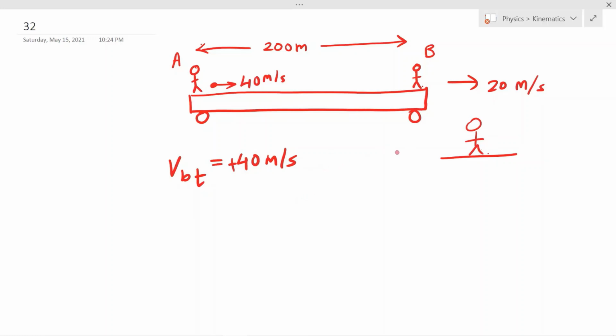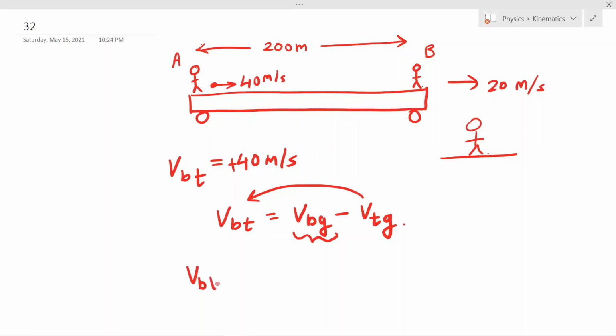This observer is not moving, this is a stationary observer. Now let's calculate. We know the velocity of an object B with respect to T is equal to the velocity of B with respect to ground minus the velocity of T with respect to ground. Now we have to know the velocity of the ball with respect to ground. So let's take this over here. This becomes VBT plus VTG, which is equal to VBG. This is the velocity of the ball with respect to ground.